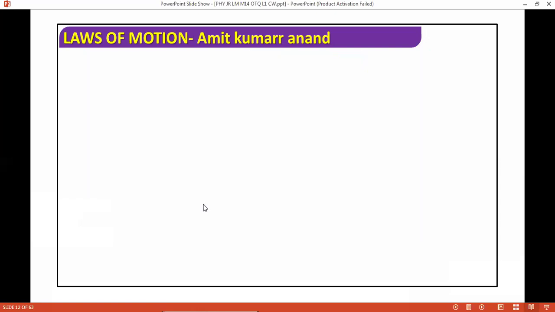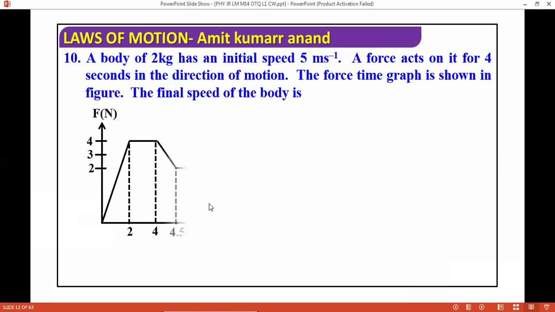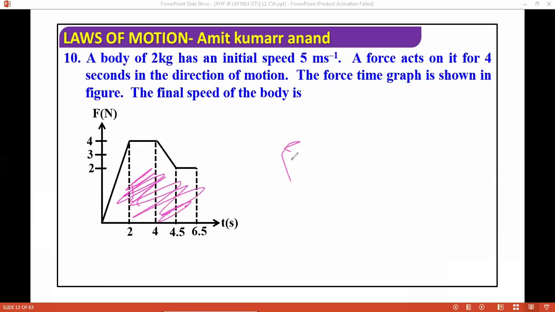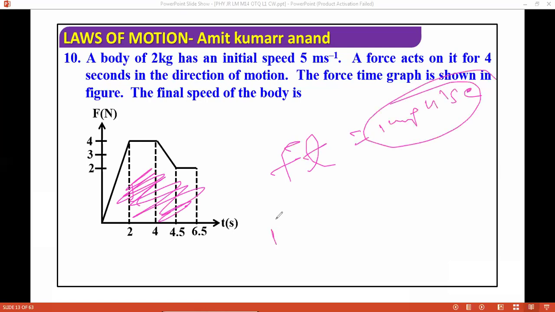Going to the next question. A body of mass 2 kg has some initial speed, and a force acts on it for 4 seconds. This is the force-time graph, find the final speed. Basically, what concept do you have to apply here? Change in momentum. This is an F-t graph, so you can find the area. The area, F into t, is what? Impulse. F into t is impulse.